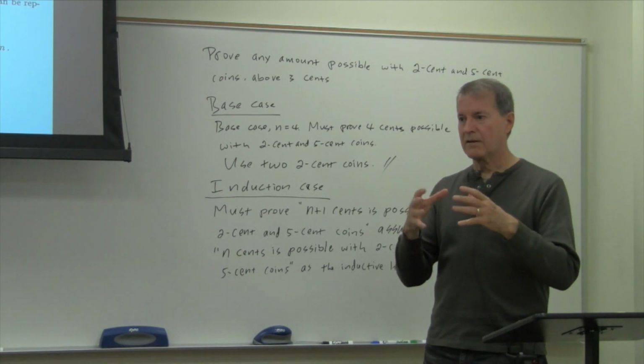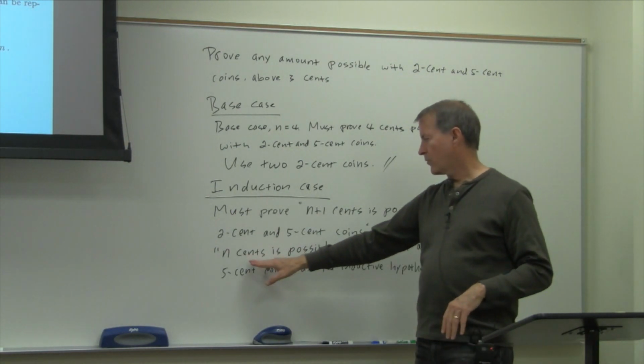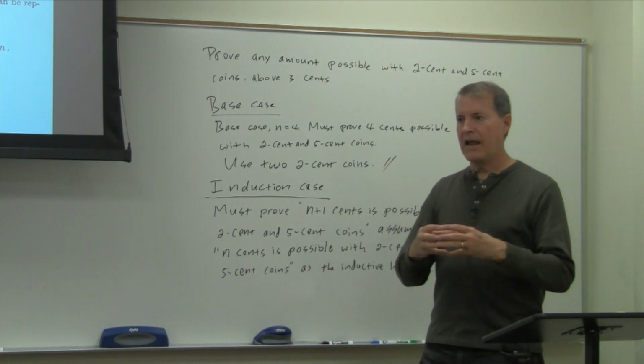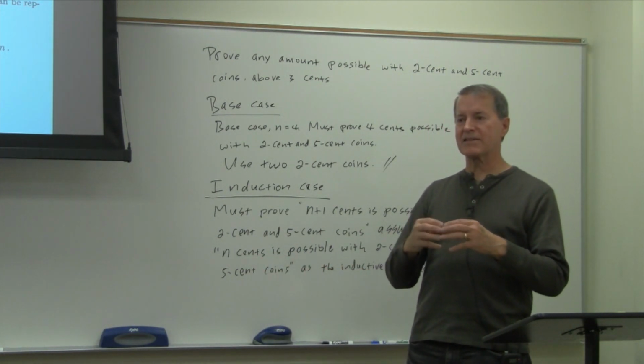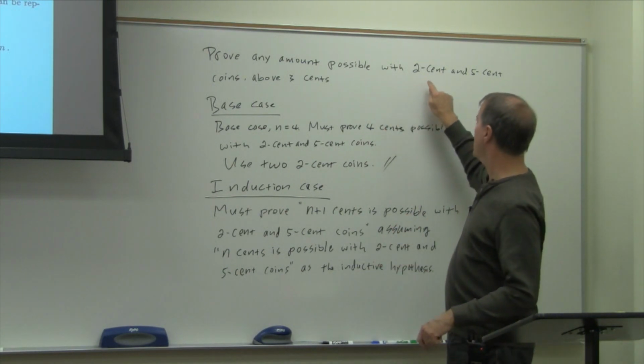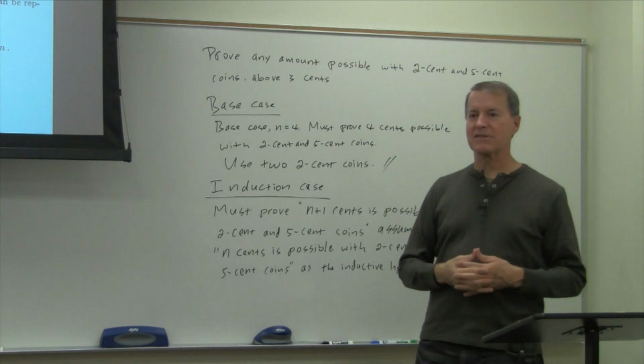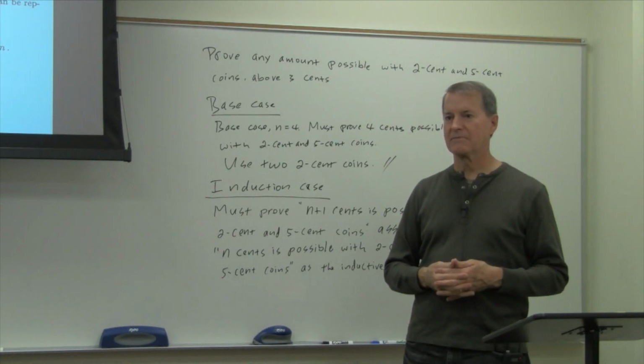Prove 5? No, look, hold on. Let's assume that we already have n cents. My question is, if we have n cents that is made up completely of just 2 cents and 5s, how can we get n+1 cents? Take away 2 2s and add a 5.